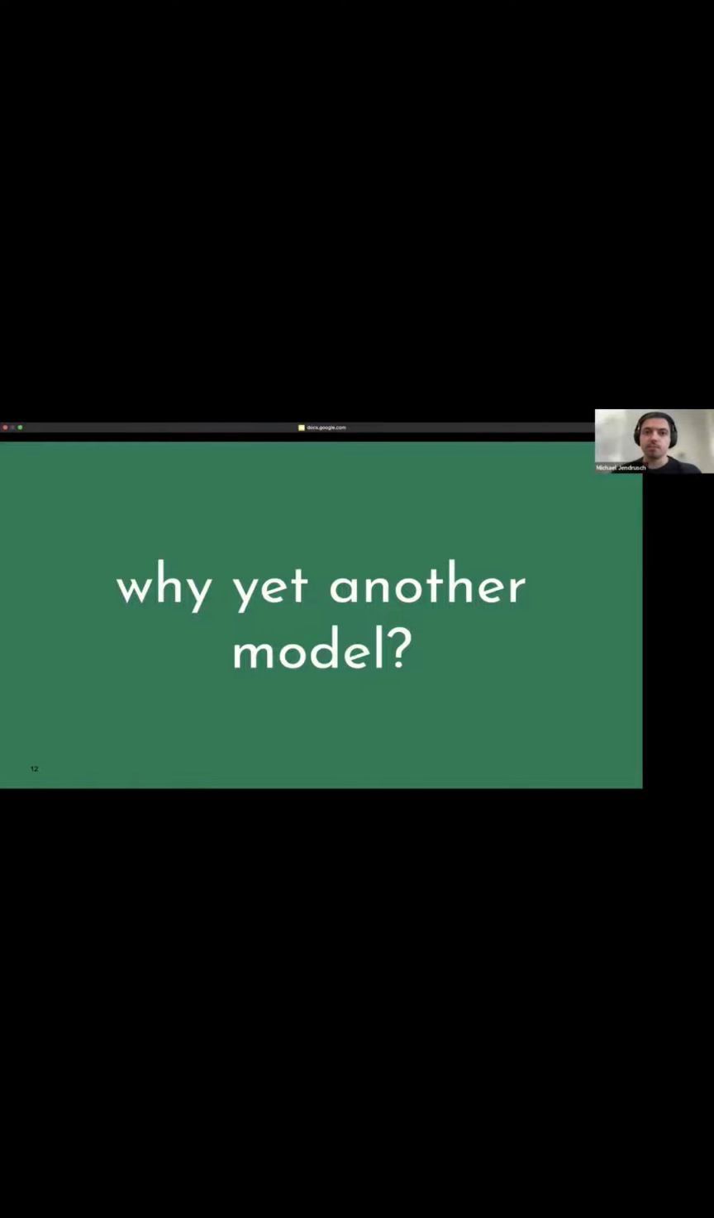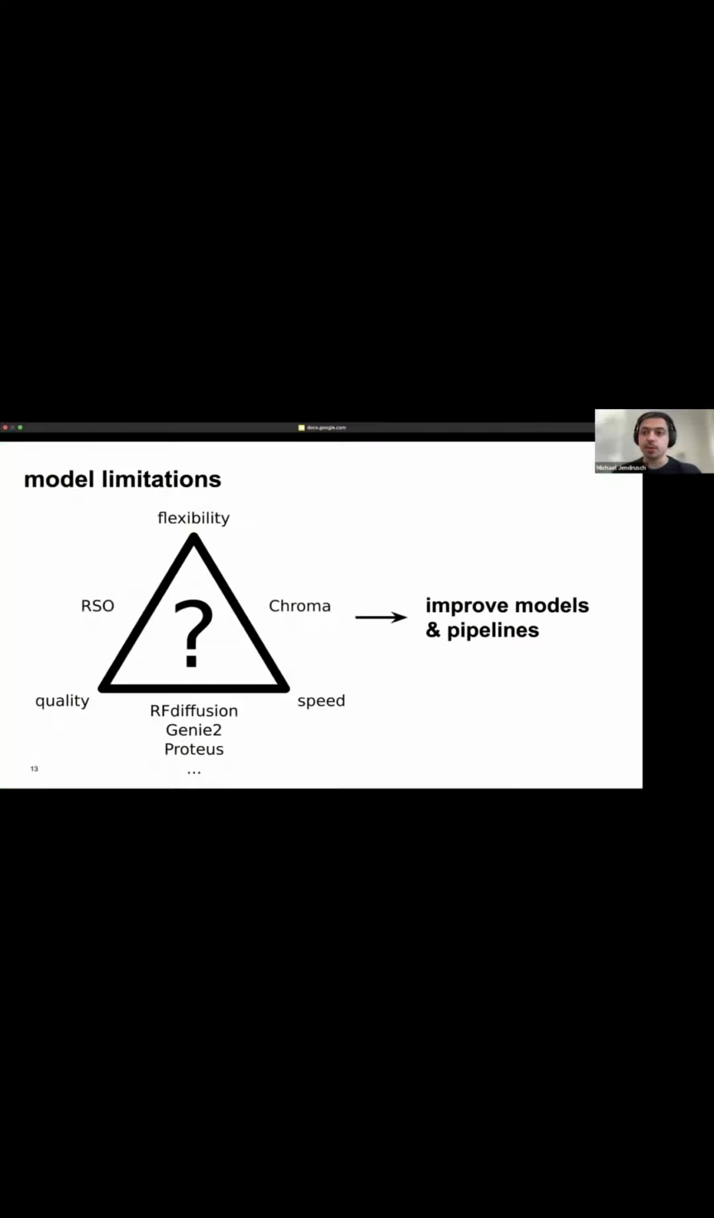Before, I mentioned that there are many models in protein design and protein structure generation, but all of these models seem to share a set of trade-offs: they do some things well, other things not as well. These trade-offs range around the quality of generated structures. So how designable are the structures, and how well do they fit the specifications we feed in? The flexibility of the method.